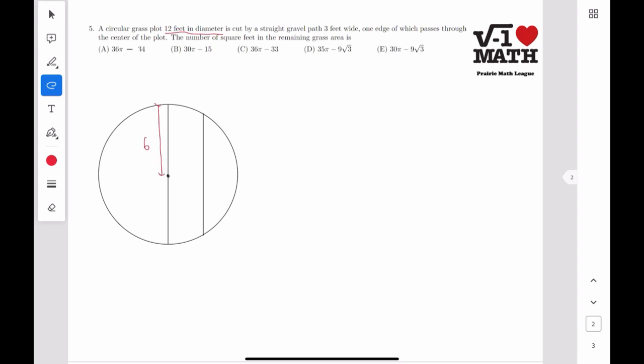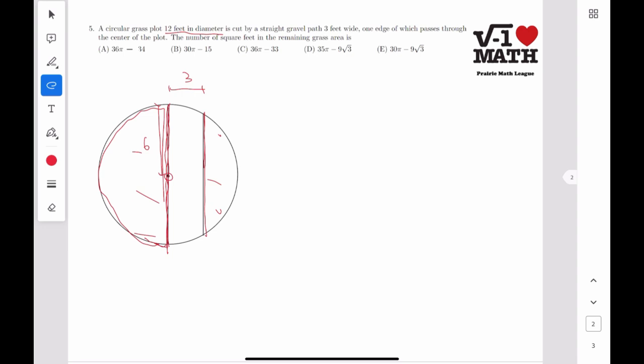And we have a gravel path that cuts through the center of the circular plot, with one edge on the center of the plot and with width 3. Now we wish to find the remaining area, which is not part of the gravel path. So like this part and this part.